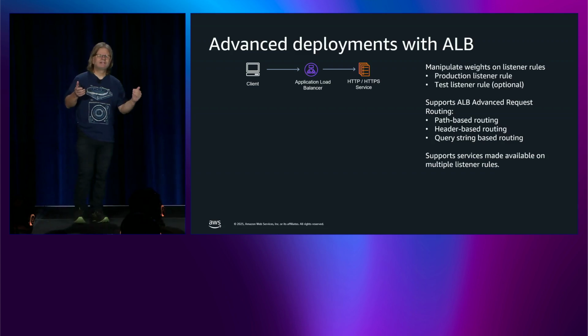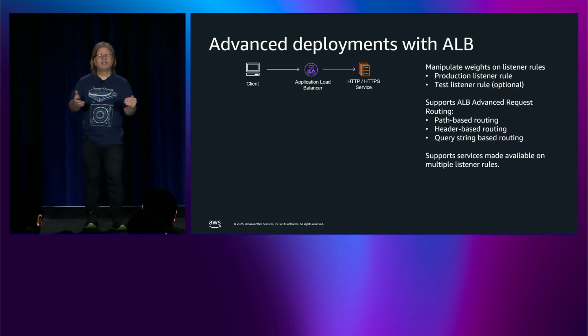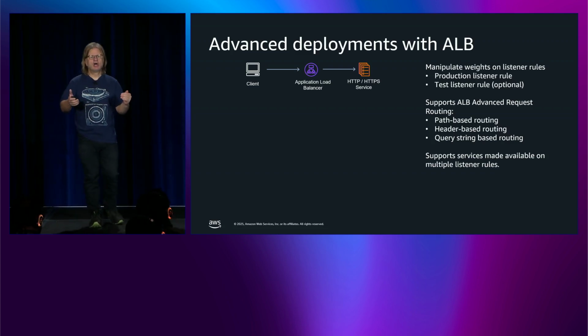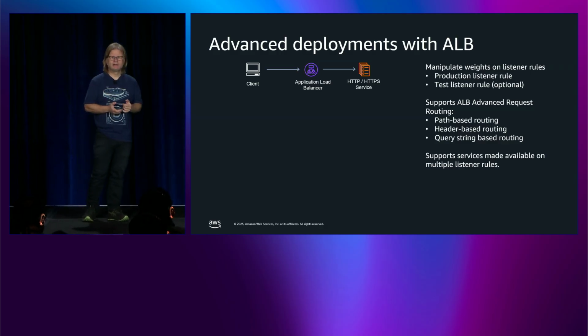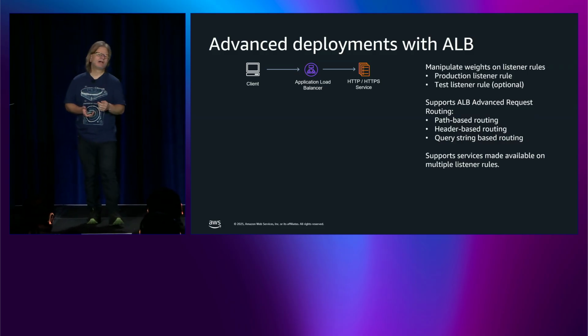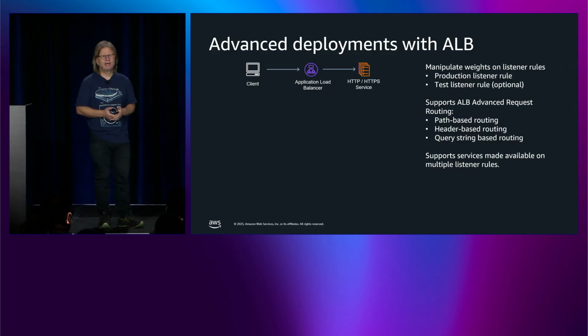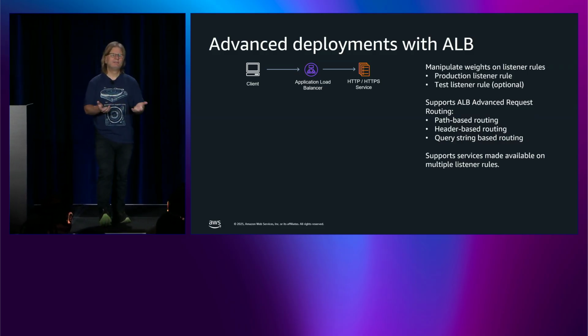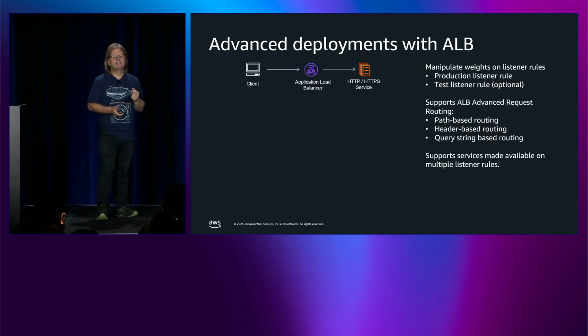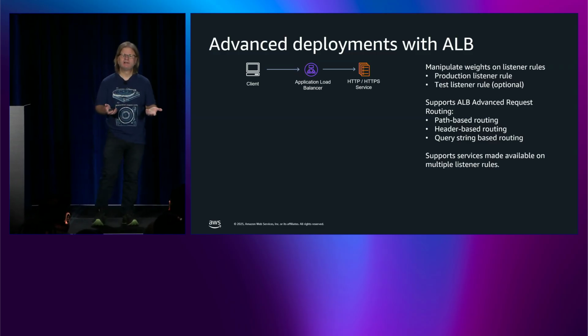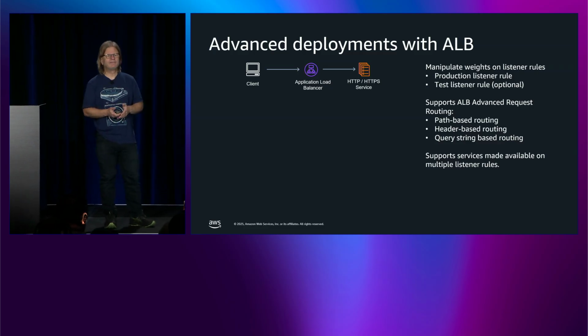Because ALB works at the listener rule level, it is possible to take full advantage of advanced request routing on the application load balancer, which means you can still do path-based routing, you can do header-based routing, query string-based routing. All the features that you've come to expect with ALB can still be supported. You can also make the same service available on multiple listeners as well, and that will also work with advanced deployments.